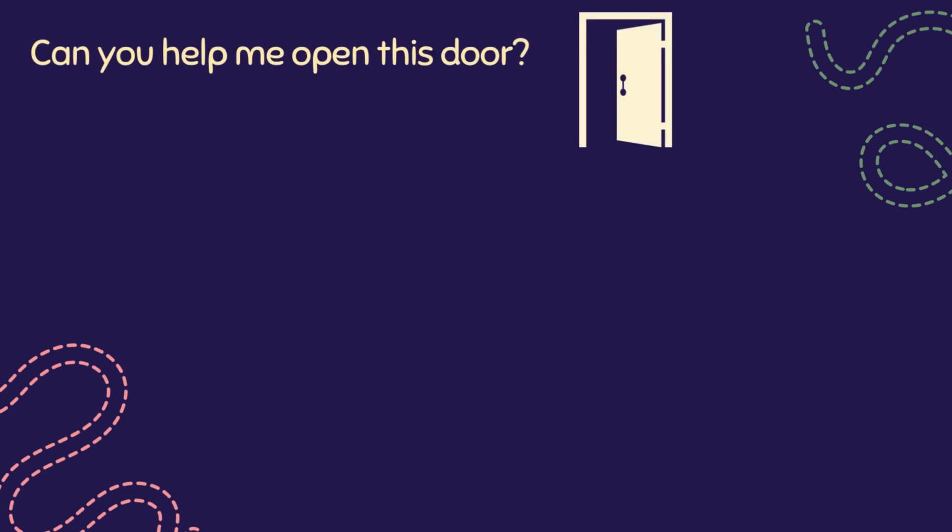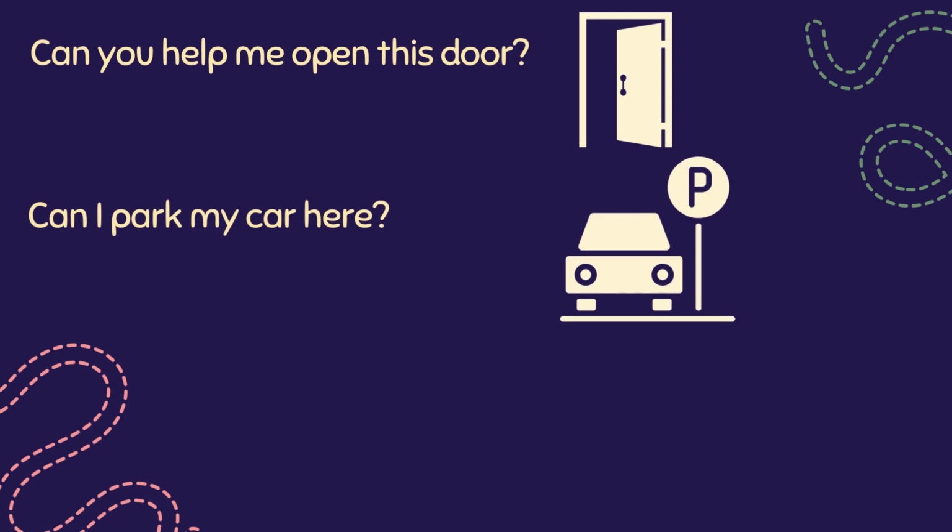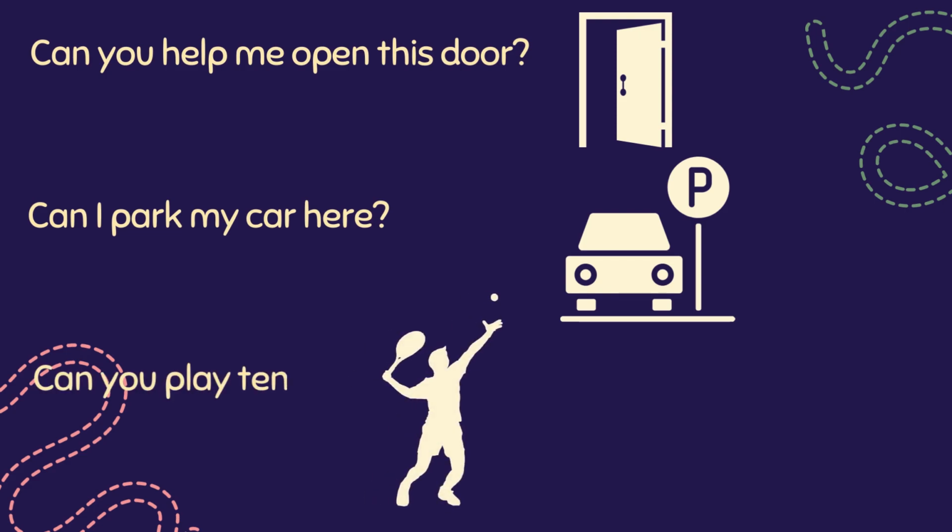We use can in questions that are requesting or asking permission for something, or are asking about ability. Here are some examples. Can you help me open this door? This is a request. Can I park my car here? This is a question about permission. Can you play tennis? This question is asking about ability.